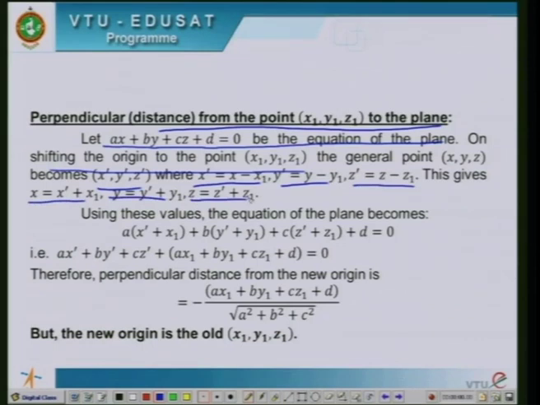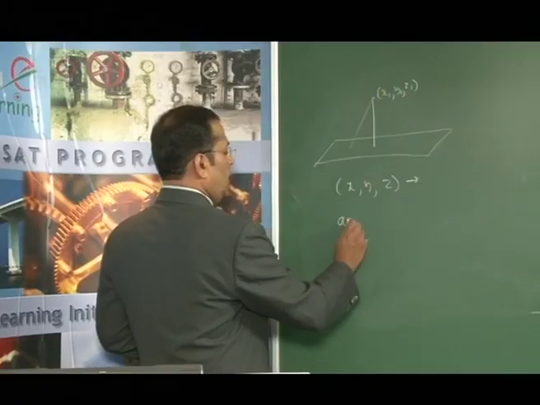These are the values of x, y, z in terms of the new position where you have shifted. So, substitute these values in the plane equation above. So, you get A into x dash plus x1, plus B into y dash plus y1, plus C into z dash plus z1, plus D equal to 0. Simplifying, you get A x dash plus B y dash plus C z dash plus A x1 plus B y1 plus C z1 plus D equal to 0, which is similar to the earlier one.